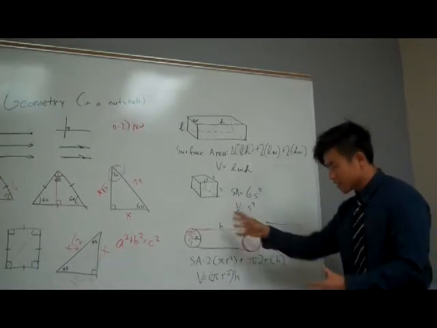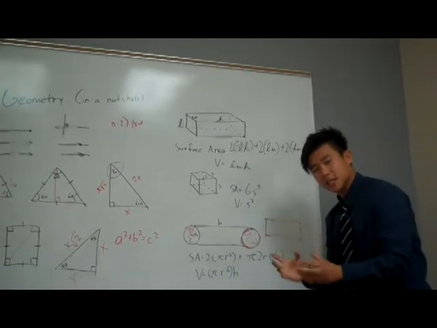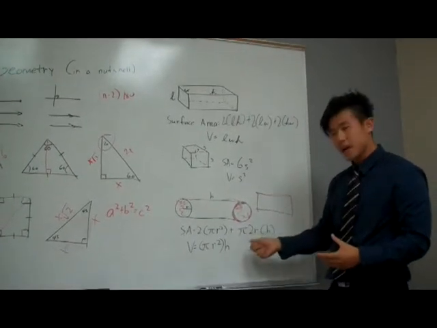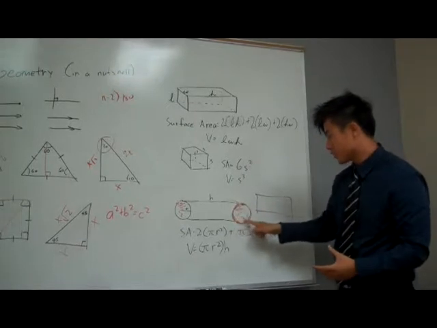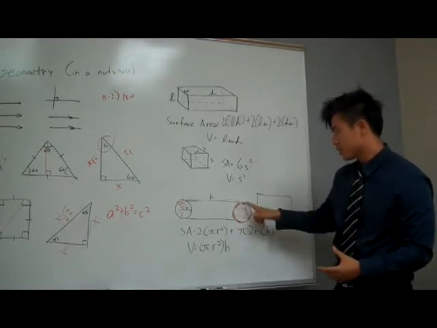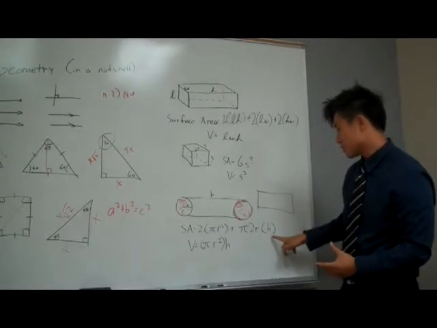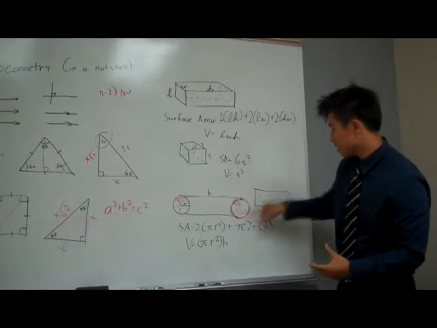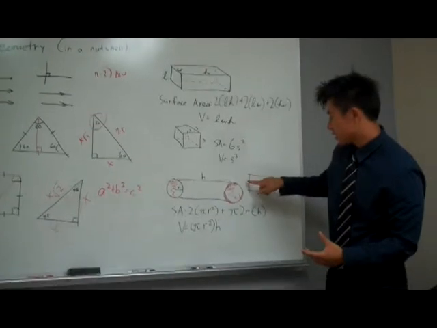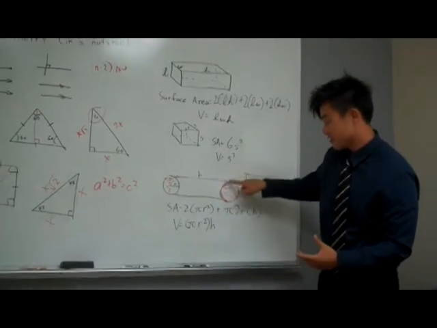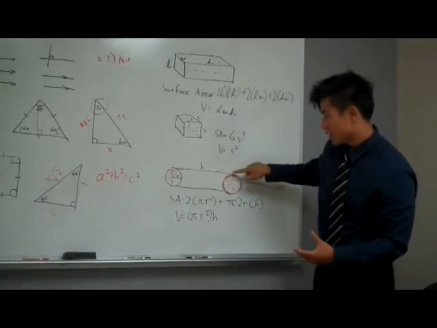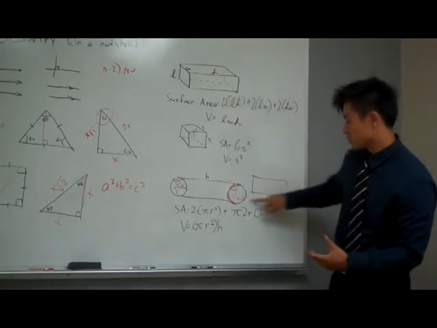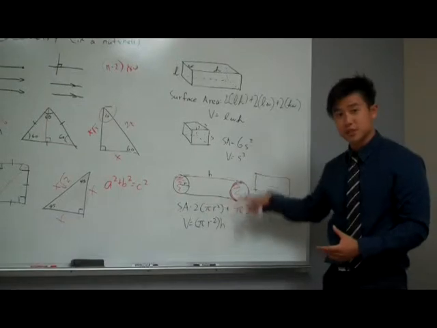This, the part that goes around it, is essentially a rectangle. It's like this, okay? And in order to get that, we need the circumference, which is 2 pi r, times h, okay? And that is essentially the length times width. If you imagine this is a width and this is a height or the length, then this is what results. Okay, that's your surface area for a cylinder.